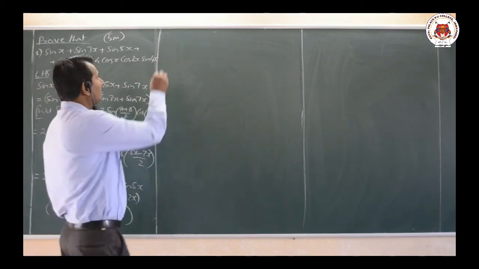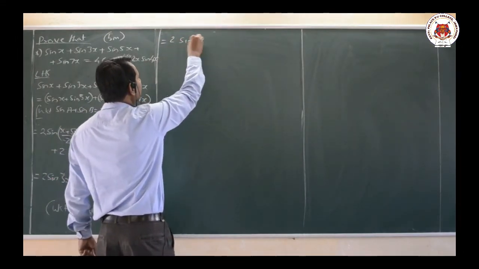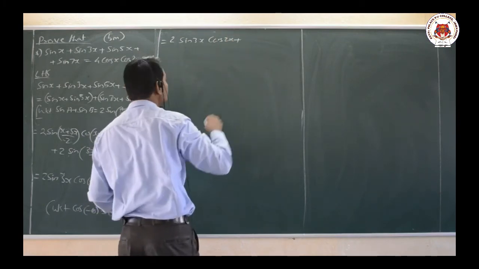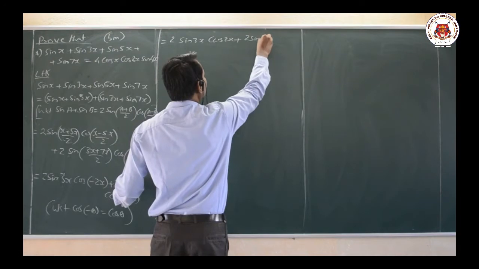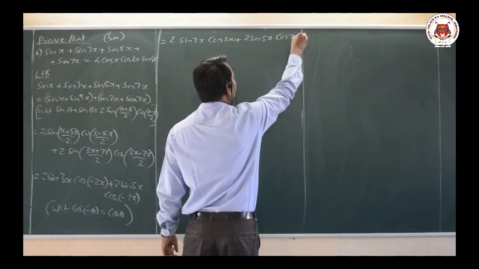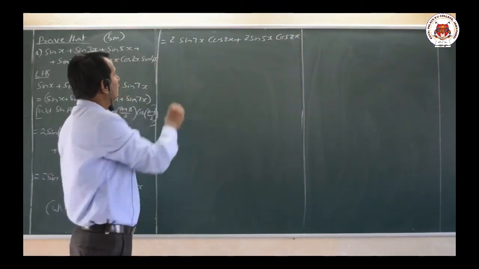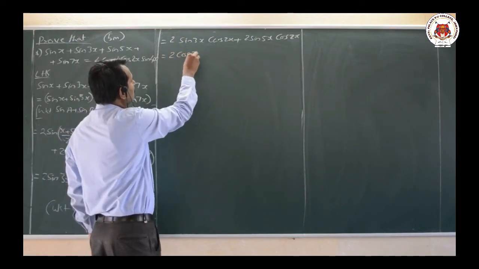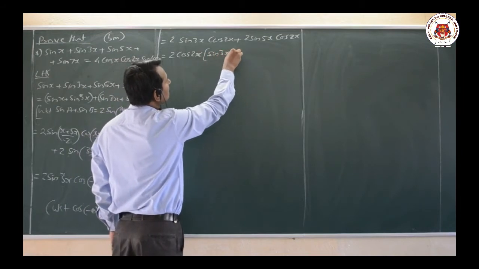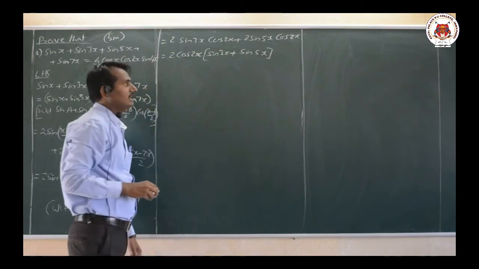Now what we get is 2 sin 3x into cos 2x, plus 2 sin 5x into cos 2x. Now what can I take common here? I can take 2 cos 2x common. In the bracket, what we get is sin 3x plus sin 5x.